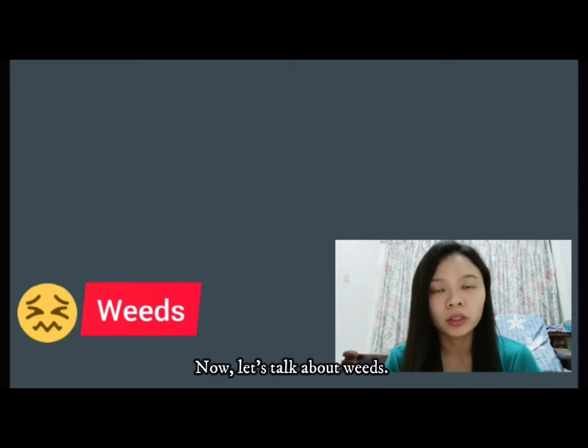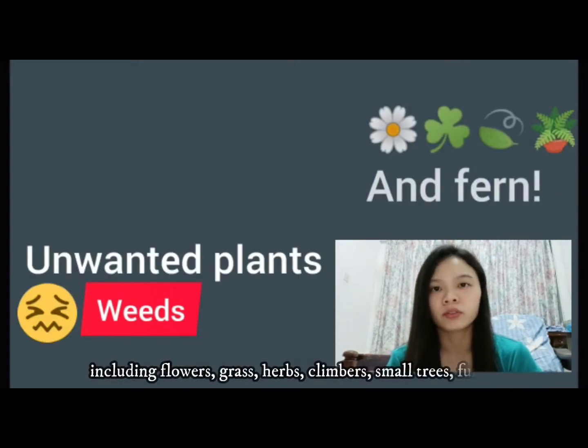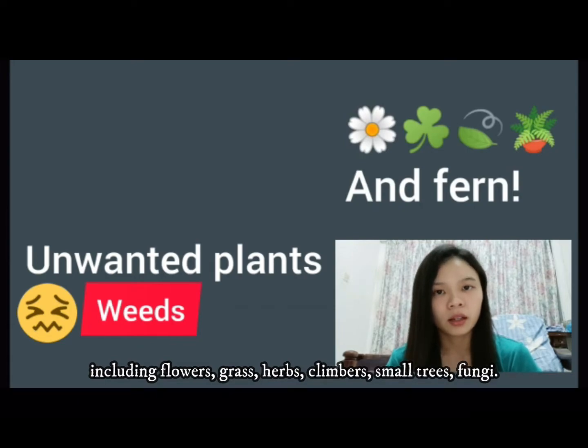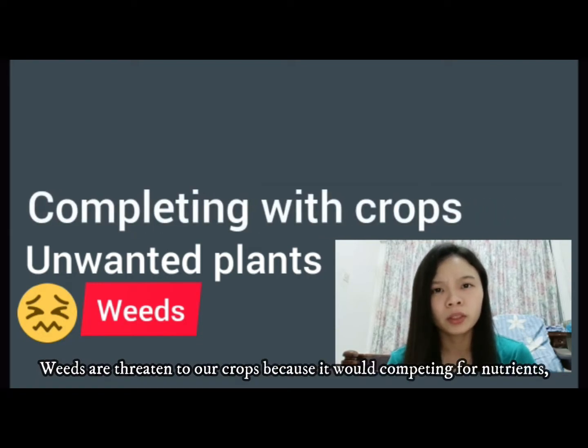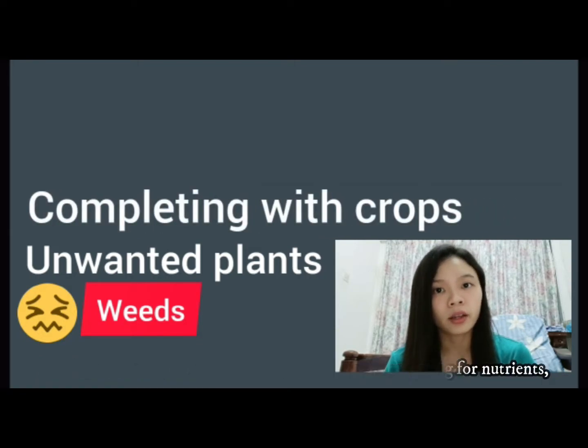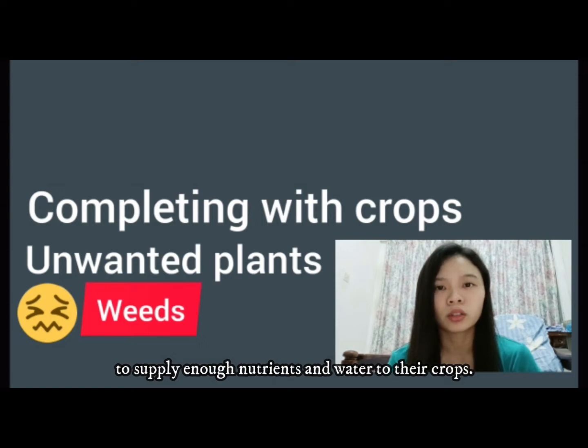Now let's talk about weeds. Weeds are among the plants that grow in our planting sites. They include flowers, herbs, grass, climbers, small trees, and fungi. Weeds are a threat to our crops because they compete for nutrients, sunlight, and water, which will increase the burden on our farmers to supply enough nutrients and water to their crops.